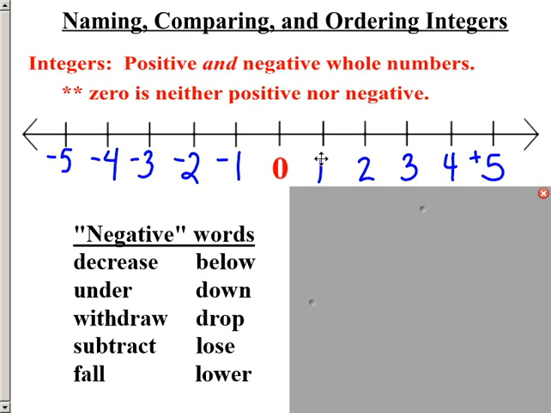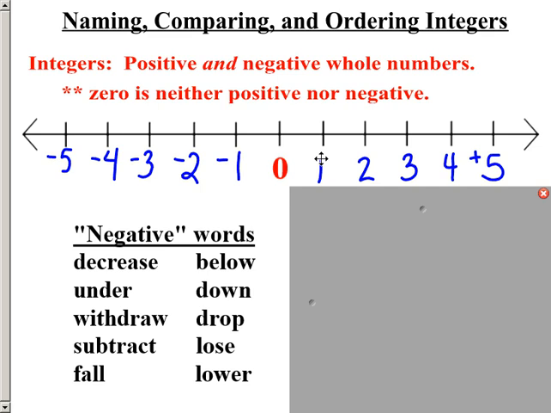So all of these words are negative words. So for example, if I say that the temperature outside decreased by 10 degrees, that meant it went down 10 degrees. One word up there that you may not know is the word withdraw. To withdraw means to take money out or to take something out. Specifically, when talking about numbers, we're usually talking about a bank account or something like that. So when you take money out of the bank, that's called a withdrawal. And that's a negative because the amount of money you have in the bank is going down. So if you take $50 out of the bank, that's a negative $50.